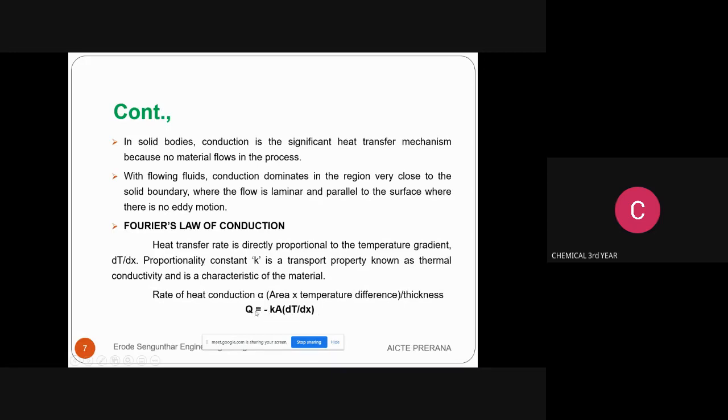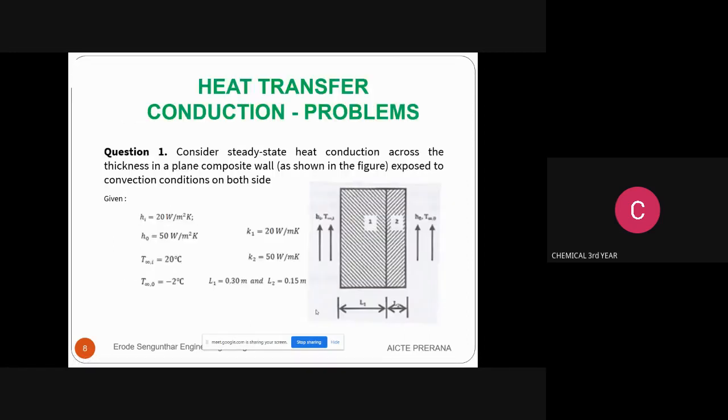We all discussed that Q by A is nothing but small q, the heat flux. So heat flux q is equal to Q by A is equal to minus k into dT by dx. Clear? Then next, I think after this we can immediately discuss the problems, because these are all the main topics we'll get in the syllabus. Up to this, if we know thoroughly, definitely we can attend the minimum questions in heat transfer. So these are all the problems.